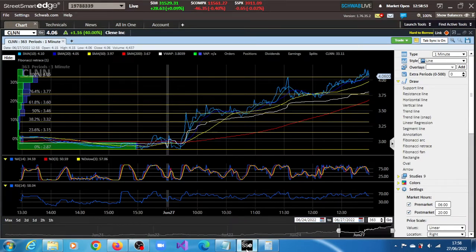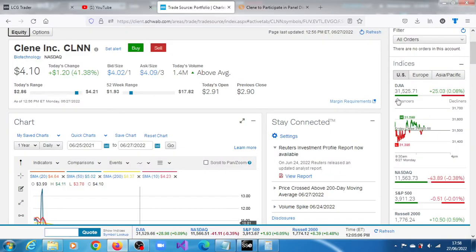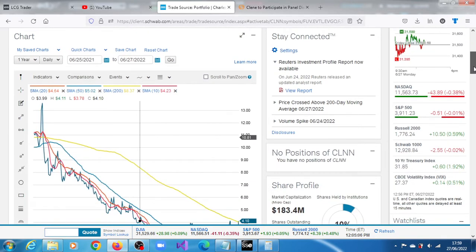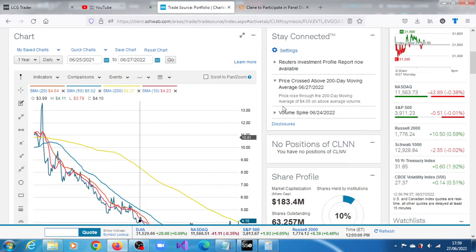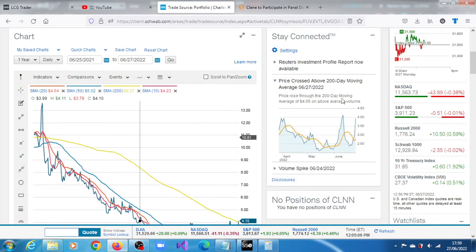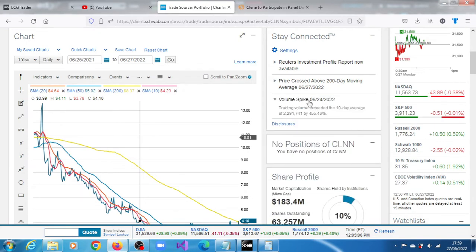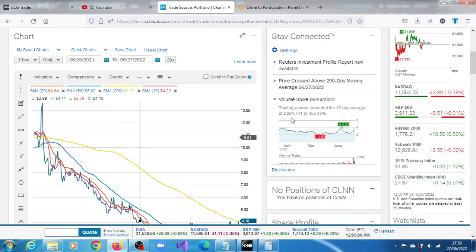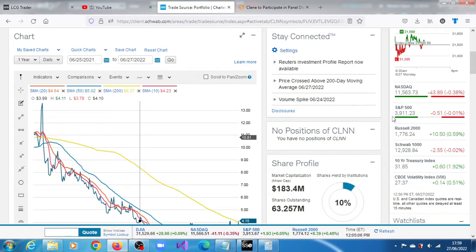So CLNN stock, Clene Inc, is rallying within a longer-term bearish trend. That is what's going on live now. And our volume crossed above its 200-day moving average today as well. The volume rose through its 200-day moving average of $4.05 on above average volume. Volume also spiked. Volume exceeded the 10-day average of 2.291 million shares by 455.46% and counting.